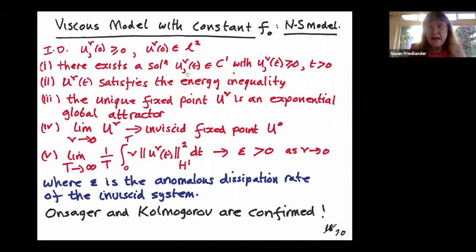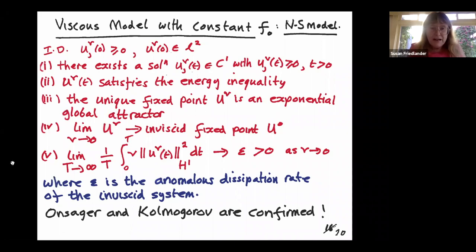and that will be in C1. And again, the solution for each component j will be non-negative for all time. And this satisfies the energy inequality, namely it satisfies the appropriate energy balance equation for the model. And then once again, there is a unique fixed point, U nu. No longer is this fixed point explicit, but we can show enough of the properties of the fixed point to show that it is an exponential global attractor. And then in the limit as viscosity goes to zero, the fixed point of the viscous model goes to the fixed point of the inviscid model, this explicit quantity.